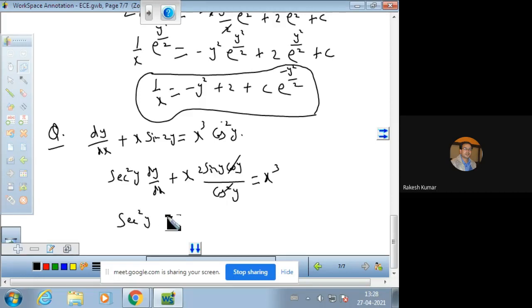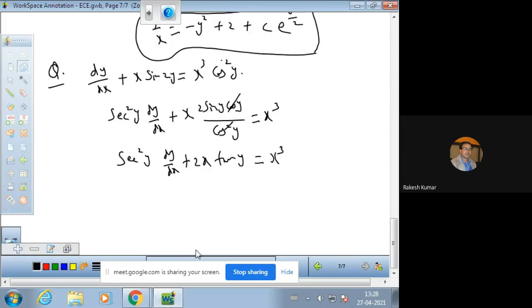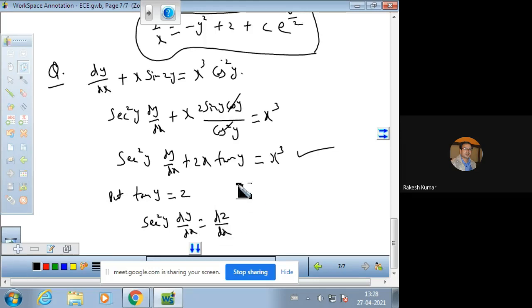So secant square y dy by dx plus 2x tangent y is equal to x cube. Now, because this is again a Bernoulli's equation, you will substitute tangent of y equal to another variable z. So secant square y dy by dx is equal to dz by dx, and the equation can be written dz by dx plus 2xz is equal to x cube.